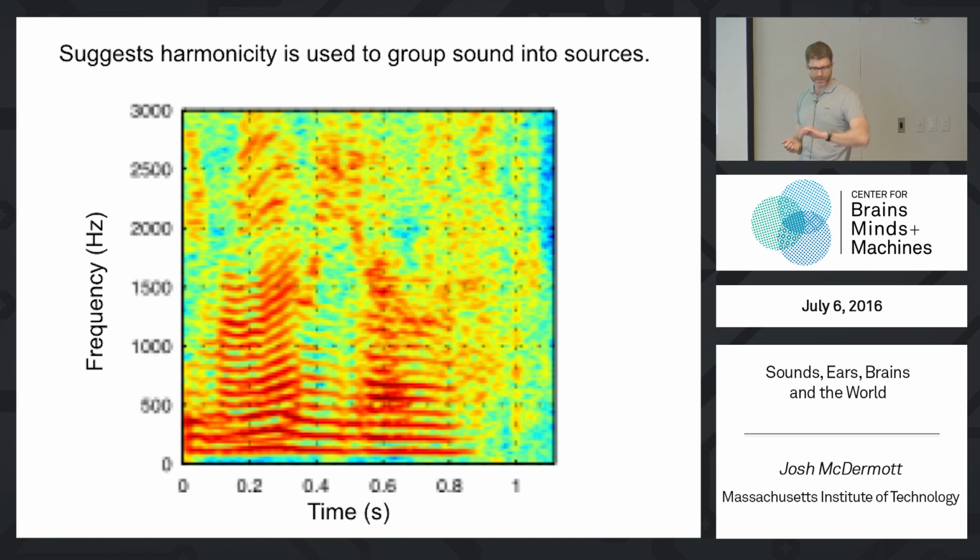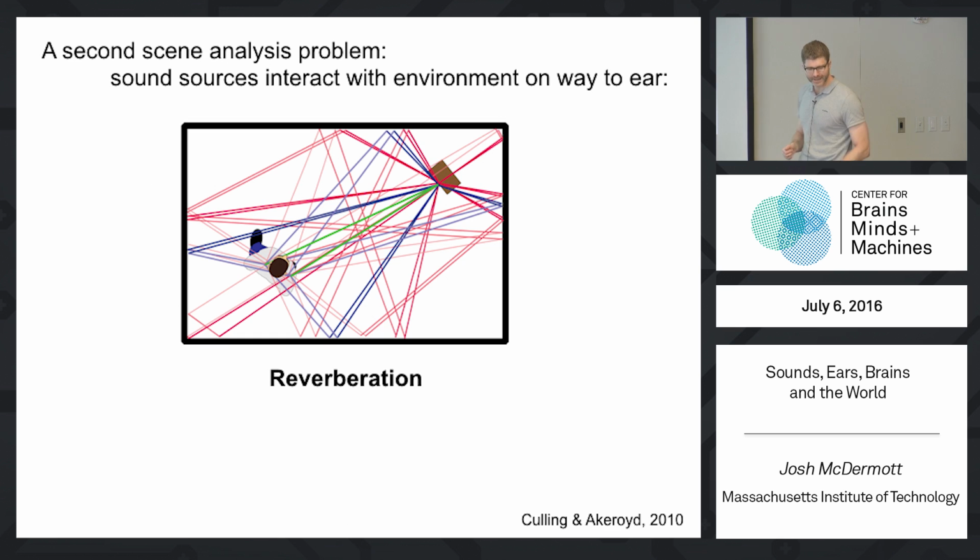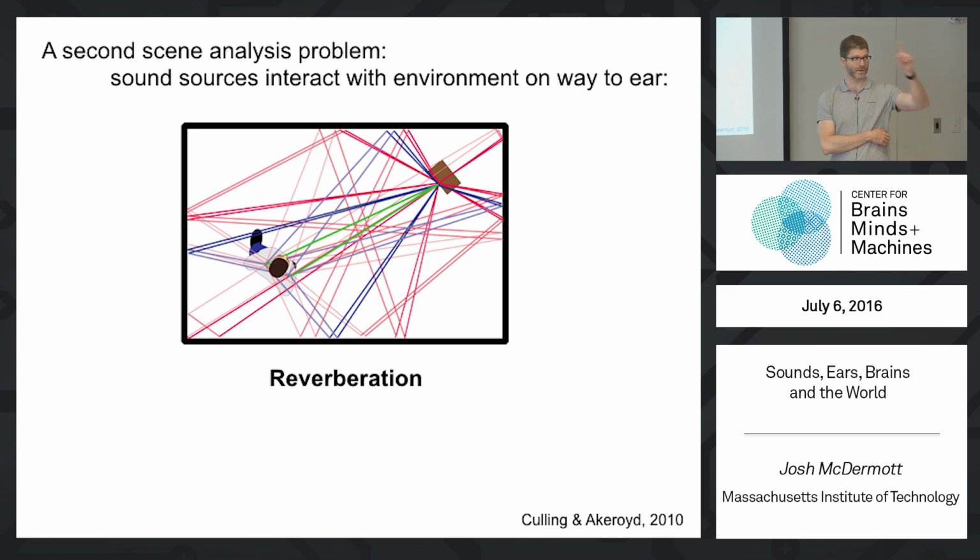Okay, so in the last little bit of the talk, I'm going to tell you about a second scene analysis problem that is the focus of a lot of active investigation in my lab. And that scene analysis problem is due to the fact that sound sources interact with the environment on their way to your ear. Right now I'm talking, and sound is reaching you directly from my mouth to your ears, but it's also reaching you indirectly after reflecting off of all of the various surfaces in the room.